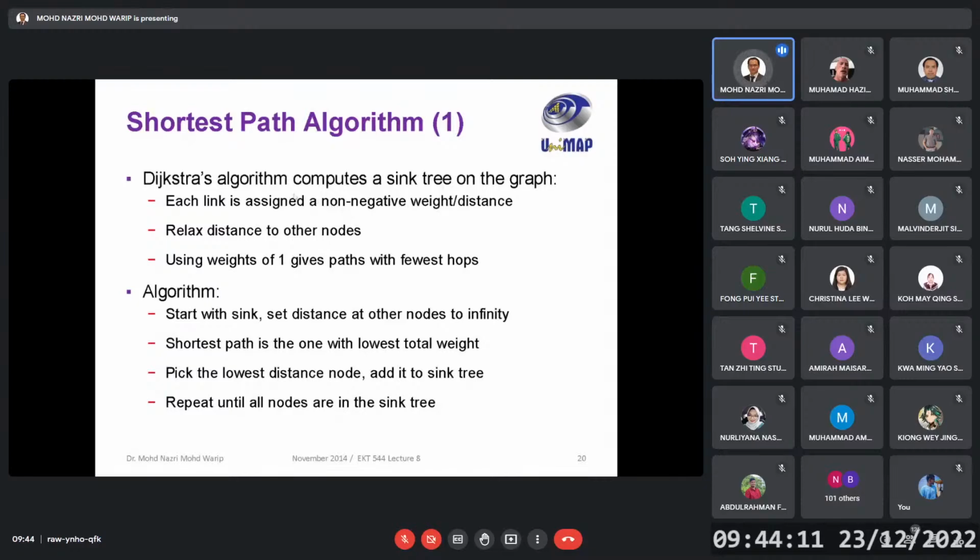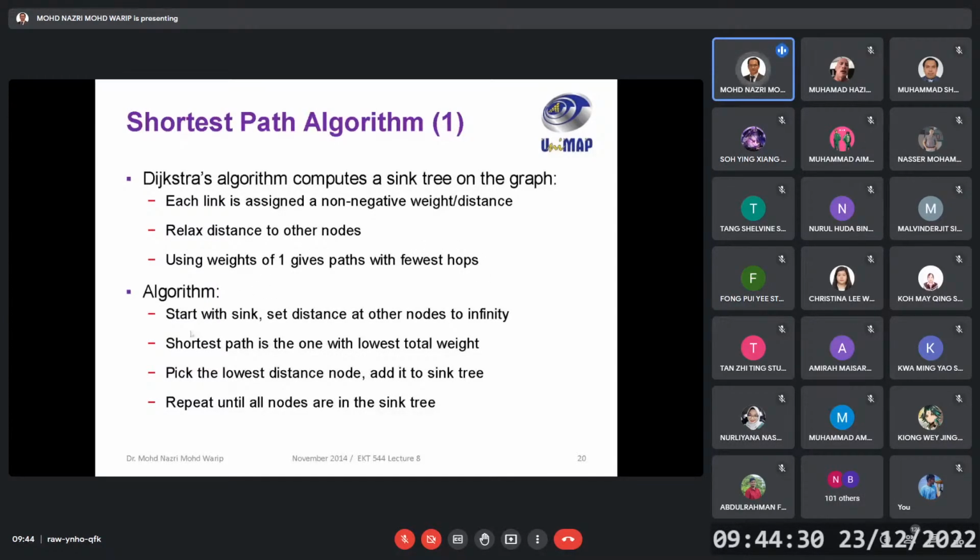So this is the computation. That means each link is assigned a weight, relating distance, and using a weight of one gives the path with the fewest hops. That means the shortest lah. The fewer the hops, the shorter lah.